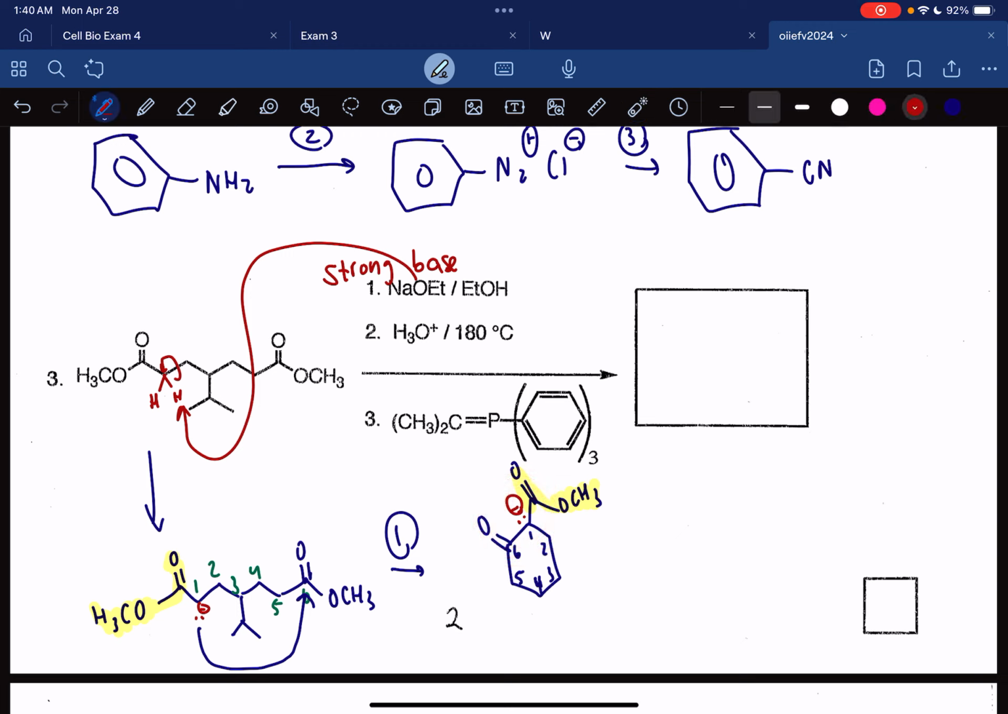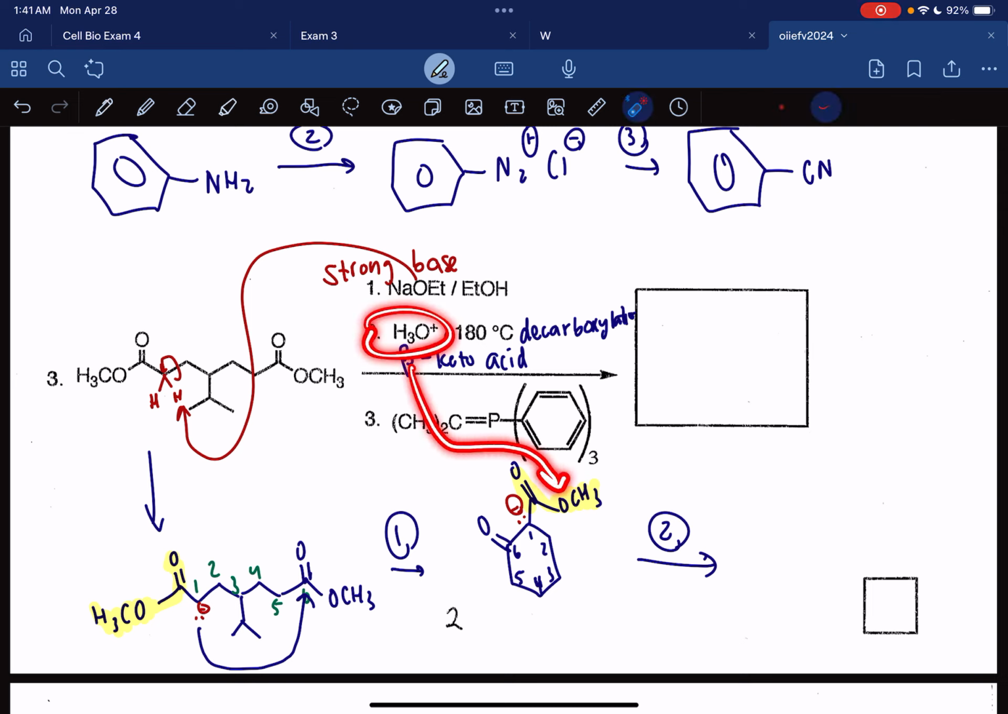Okay. And then step 2, acid and heat. So this is what you call decarboxylation. If anybody remembers the condition to decarboxylate, you can shout that out right now. But it has to be a beta keto acid. So it's very, very important. To decarboxylate, you need that. So the H3O plus is going to turn this ester into OH, right? So now we have an acid here. So this is a carboxylic acid.